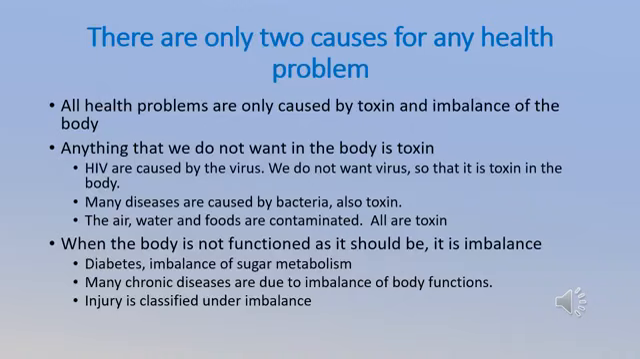Many diseases are caused by bacteria, and we don't want bacteria inside the body. It is also toxin. Many problems nowadays are also caused by the contamination of the air, water, and foods. All these are toxins, and they cause a lot of problems in the body. And the second cause is imbalance. Many people ask about diabetes. Diabetes is an imbalance of the sugar metabolism inside the body. Hypertension is also an imbalance of the circulation. So many chronic diseases are due to imbalance of body function.